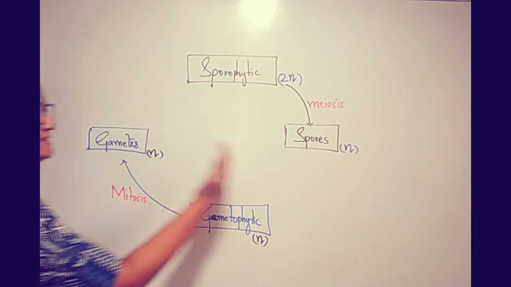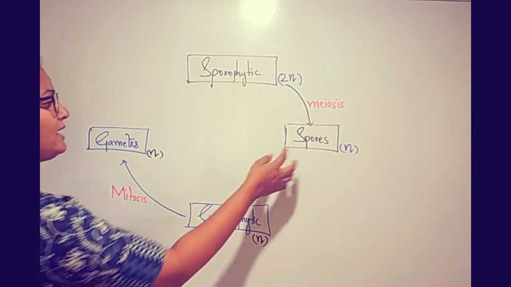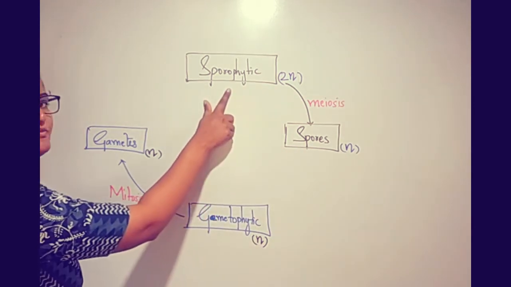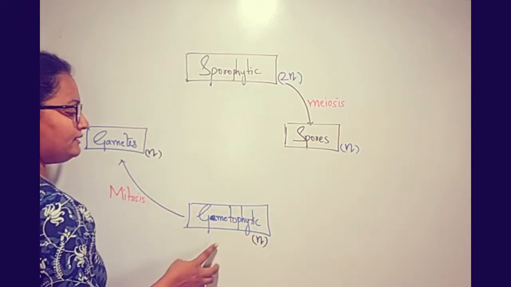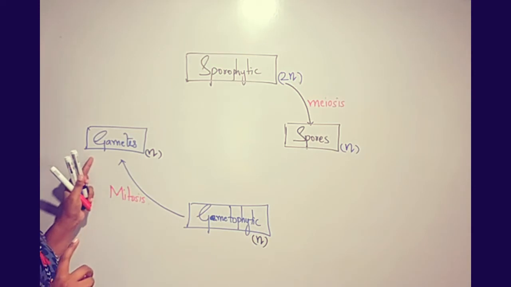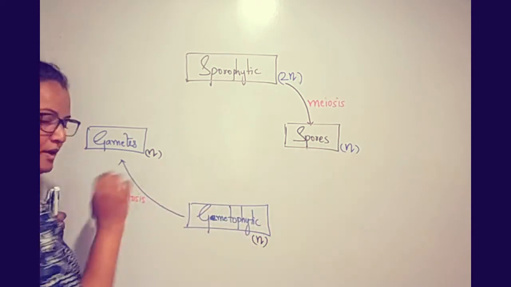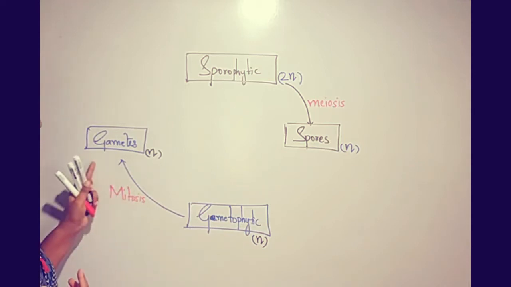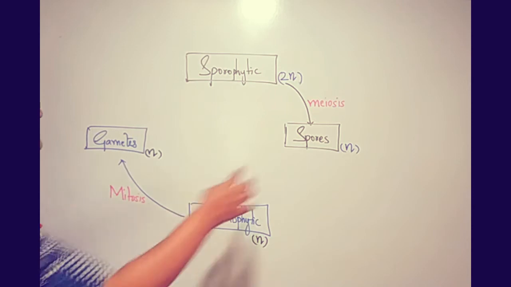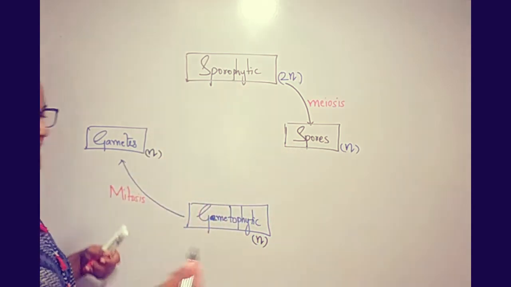Maximum students can get confused, thinking gametes and spores are similar. No, gametes and spores are totally different. The spores are produced by the sporophyte, and the gametes are produced by the gametophyte. Though they are haploid in nature, they are produced by different structures. Gametes are produced by gametophyte, spores are produced by sporophyte. Now we can join these arrow marks.